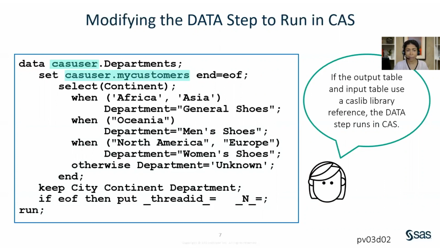We also at the bottom have a statement that says if it reaches end of file, then _thread_id_ is the value I'd like to see, and also _n_, which is the iteration number of the data step.